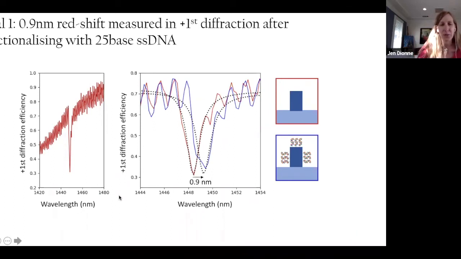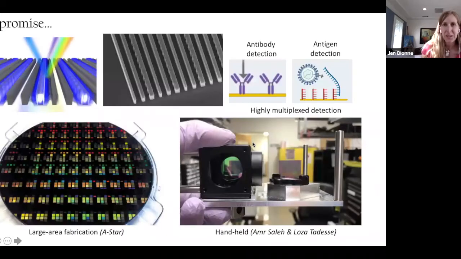So still lots of work to be done there, but we just recently got access to the clean room again, so we can make those samples, and then we just got hold of the first COVID assays. So what is the promise of this particular approach? Well, of course, metasurfaces can be made over large area. You can also extend them to detect not just antibodies, but also antigens if you wanted to make a detector of the virus or the antigen directly.